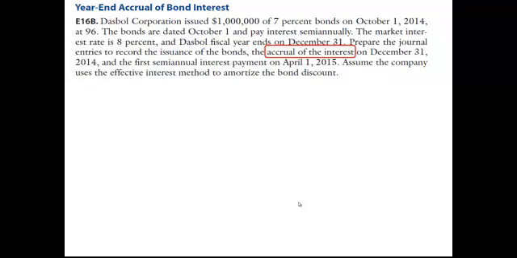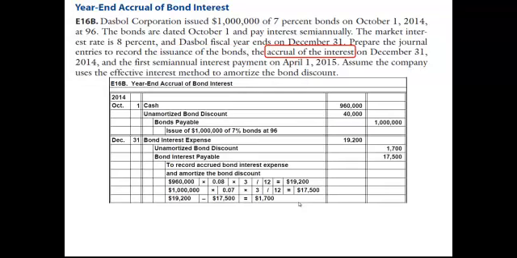Then we're going to do the accrual of interest. When we talk about the accrual of interest, it means that on December 31st there has been interest that has accrued, but it's not being paid out yet. So we have to do an adjusting entry for the amount that has accrued. You'll notice that it's similar to when we pay the interest, only we're using the bond interest payable account because we're not paying the interest. We're calculating the amount that has accrued and will be paid later.